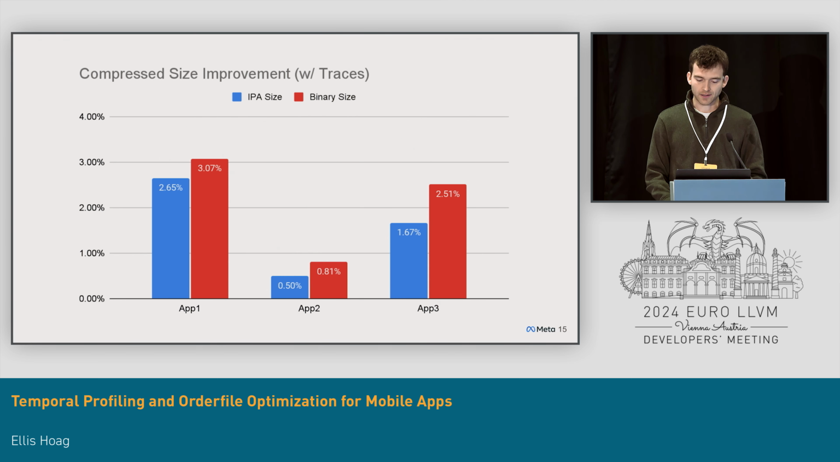And in this next graph, we used profiles to order hot functions to improve startup while ordering cold functions to improve compressed size at the same time. You can see the compressed size improvement has reduced, but this is a trade-off you'll have to make if you want to improve startup time at the same time.